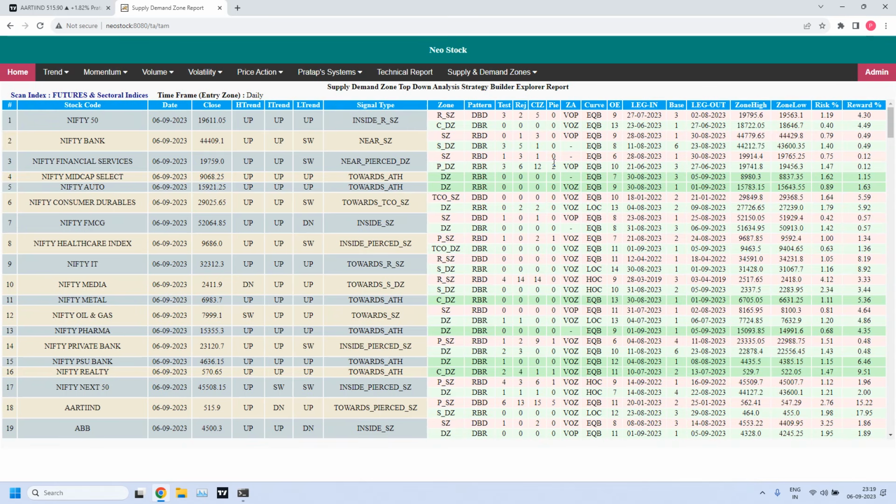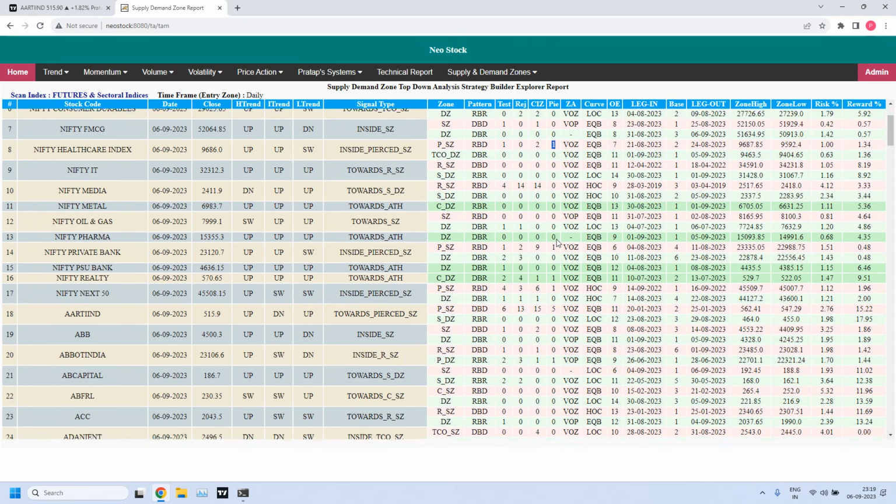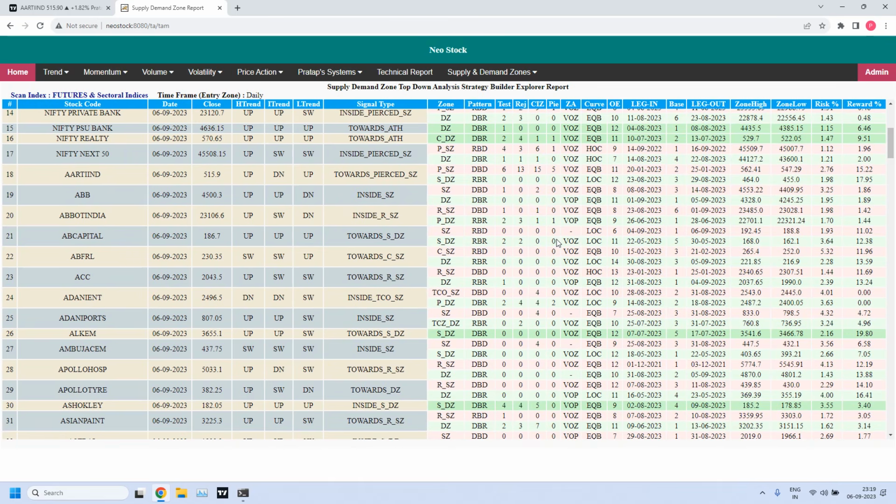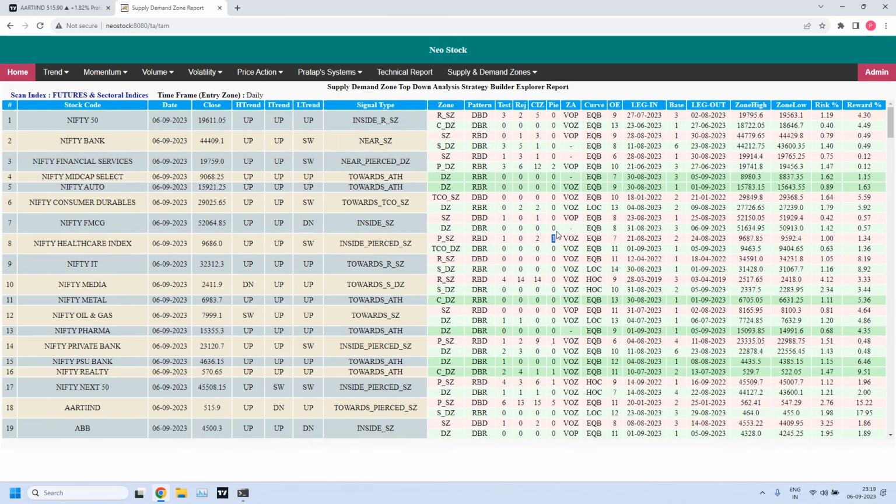Here, Nifty Financial Services, it is 2 times the demand zone is pierced. And this one, Nifty Healthcare Index, the supply zone is pierced 1 time. I wish you understand what exactly PIE is. PIE is a short name for pierced, and this column indicates the number of times a zone pierced the price.